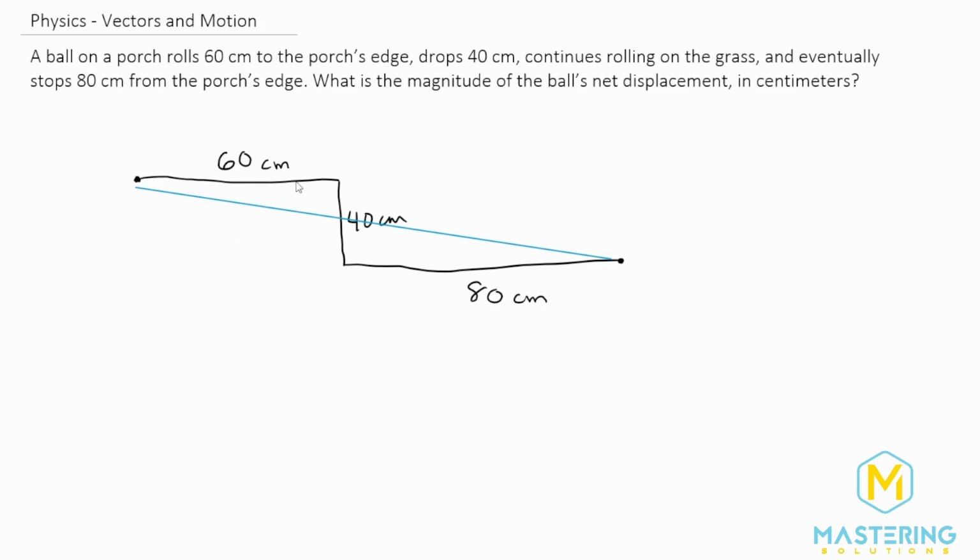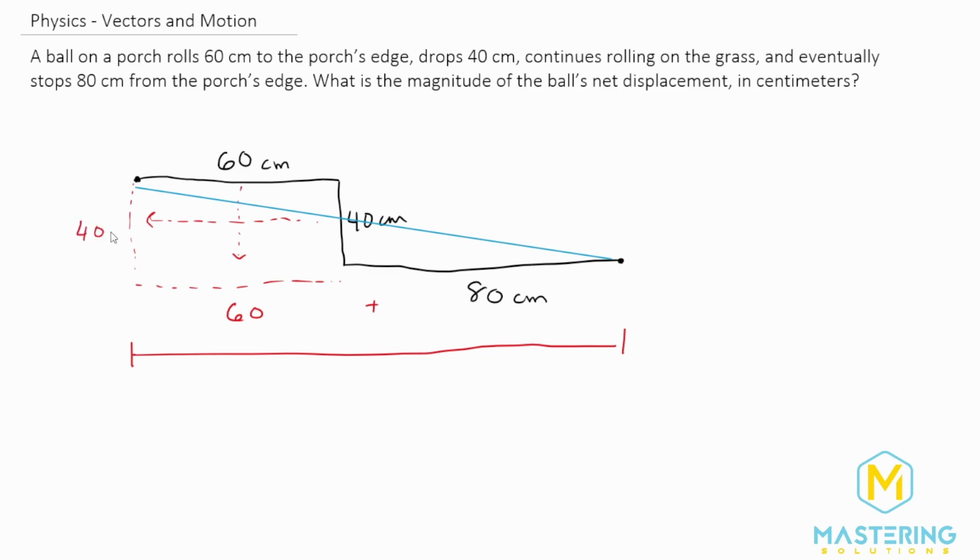This distance from here to here obviously is 60 centimeters. If we move this down though, this distance right here is the exact same, so that is also 60 centimeters. So from here to here, we can add those two together to find this distance. We can do the same thing with the 40 centimeters. We can move that one over here, and this distance right here is also 40 centimeters.